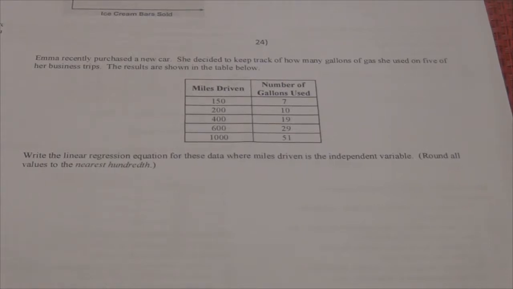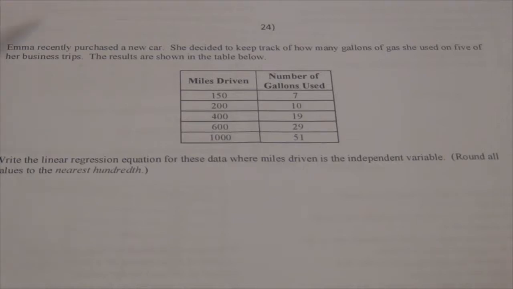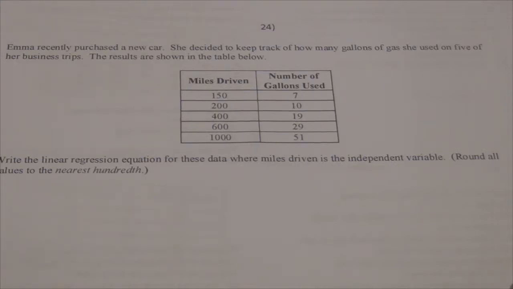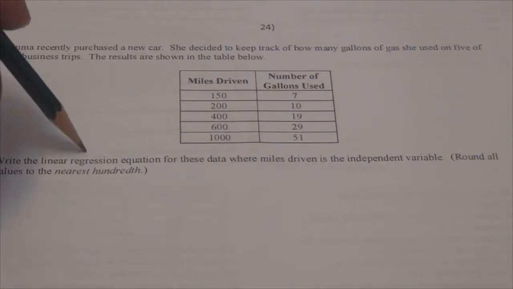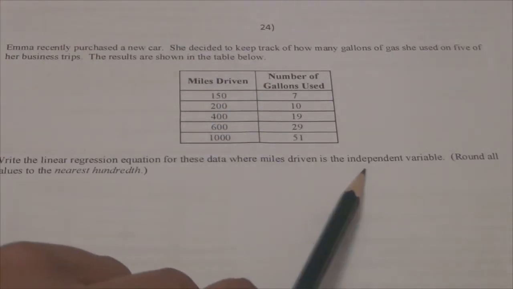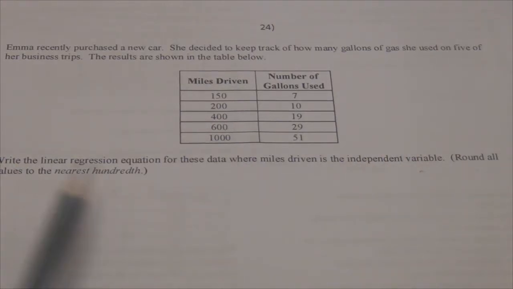Okay, let me see if you can see the whole thing. It says, Emma recently purchased a new car. She decided to keep track of how many gallons of gas she used on 5 of her business trips. The results are shown in the table below. It says, write a linear regression. Welcome to the big guns now. This is real Regents now. Write a linear regression equation for this data where miles driven is the independent variable. Round all values to the nearest hundredth.